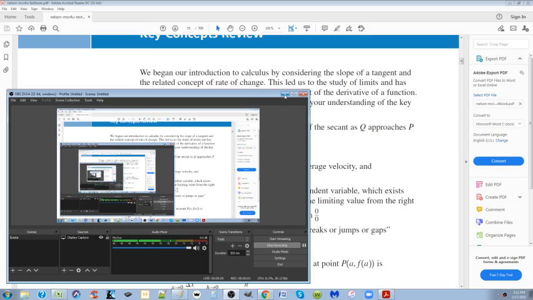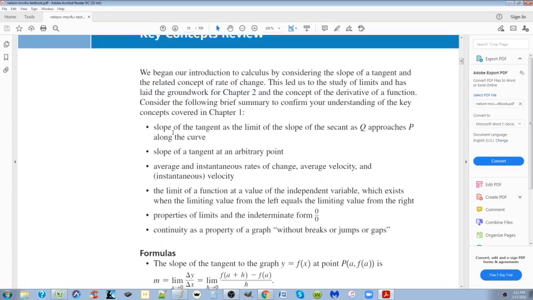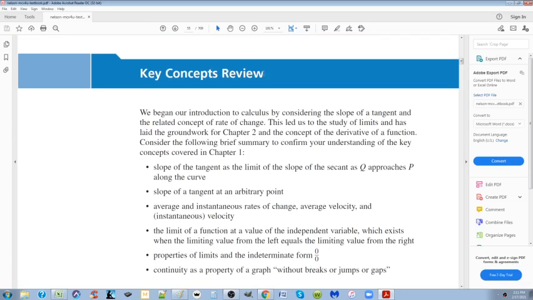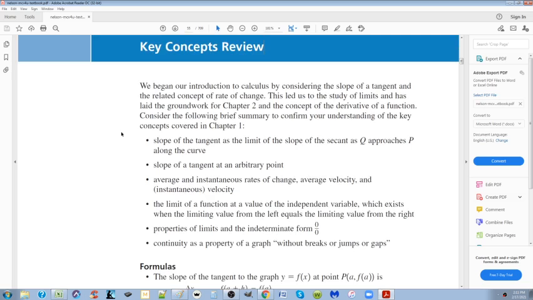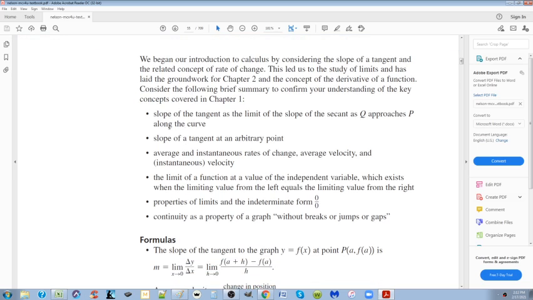Okay, so 1.6 wraps up chapter 1, and they always go over key concepts. Actually, at the end of each section, you'll see key concepts. I like the textbook in that it gives great, clear examples. What it doesn't do is give great, clear concepts of formulas. And so it reviews what chapter 1, what you should have covered, which is slope of a tangent versus slope of a secant.